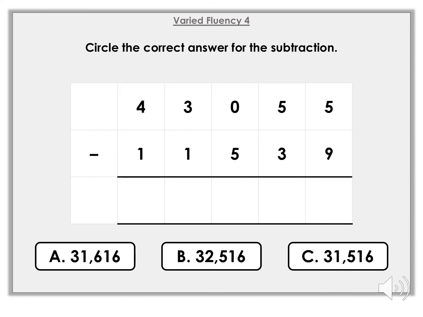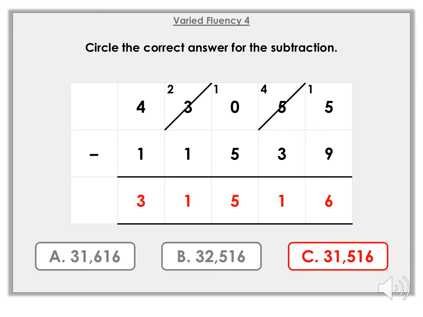And finally, circle the correct answer for the subtraction. Complete the subtraction, check you get A, B or C as your answer, and circle it. Nice and straightforward. As always, email me if you need me. This is revision, so I'm hoping it's not too tricky for you. And I'll see you tomorrow for reasoning and problem solving.